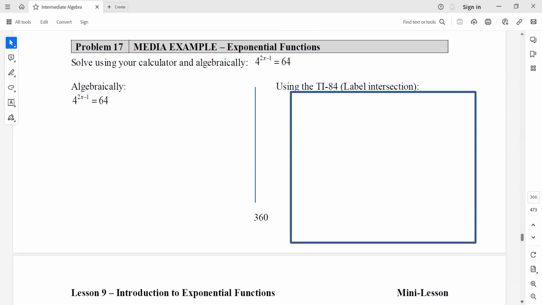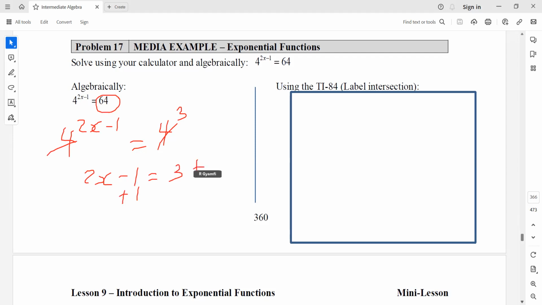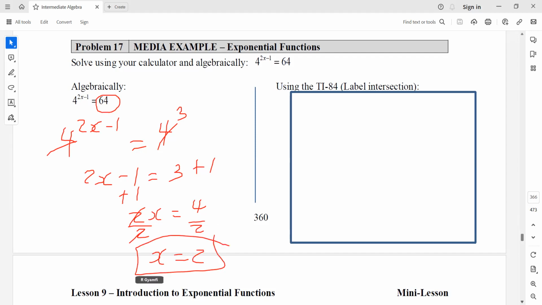So look at this first one. You have 4 to the power 2x minus 1. Because you have 4, you always want to think about the number that is not an exponent. Can I change it to have an exponent? Yes. 64 is 4 to the power 3. And you always want to make sure the bases are set up the same, so 4 and then 4. So you have 2x minus 1 equals 3. 2x equals 4. You divide by 2. X equals 2. Wow.